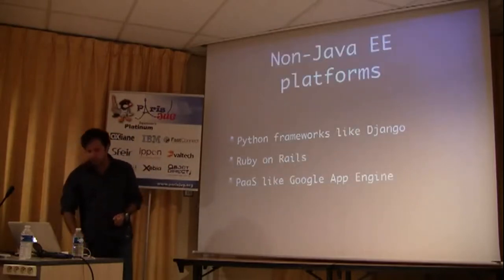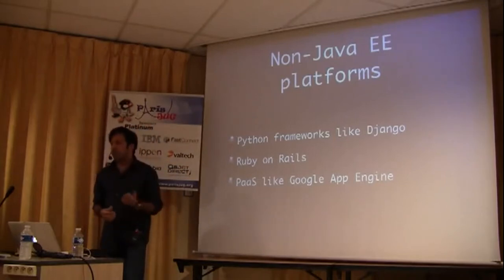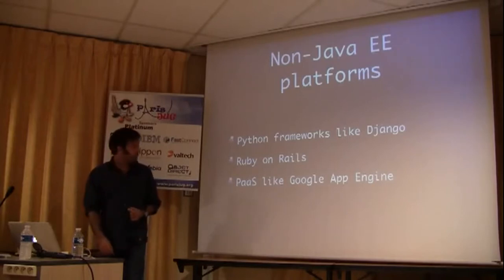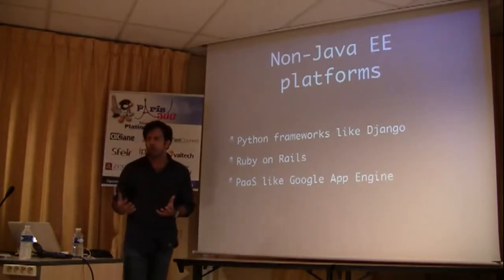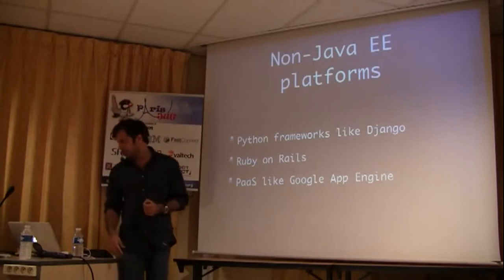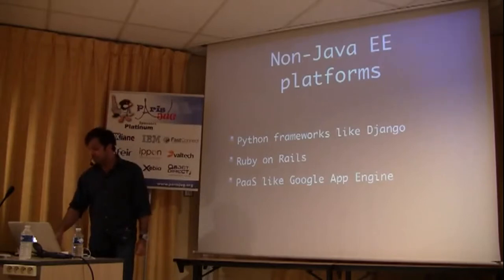So caches are pretty important in application development. Lots of other frameworks have built-in caches. Java EE has not, until very recently. Pretty much every other application framework or platform for building software has a built-in caching framework or caching API, a system that you can use. This is just a very brief, non-comprehensive list.